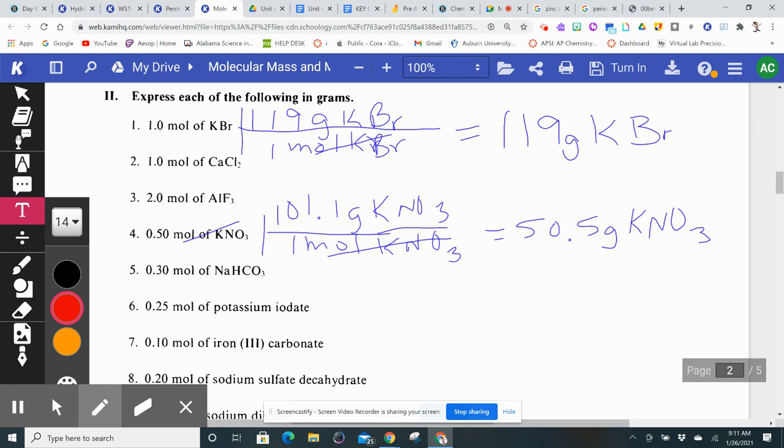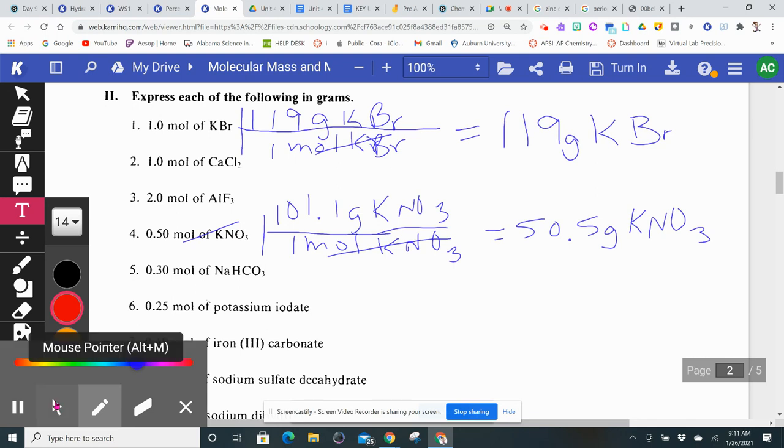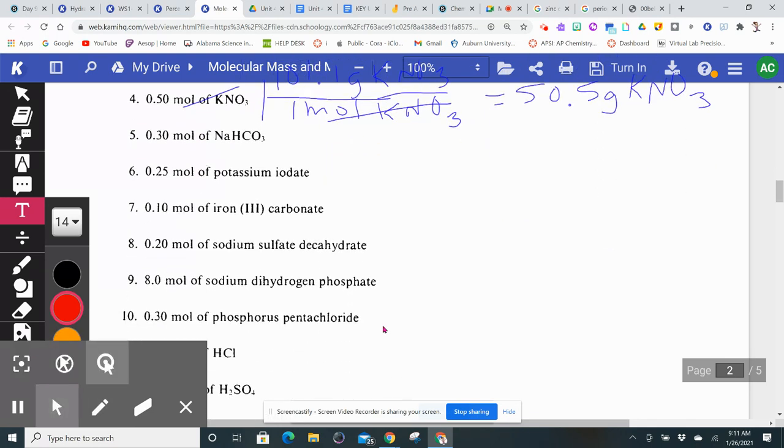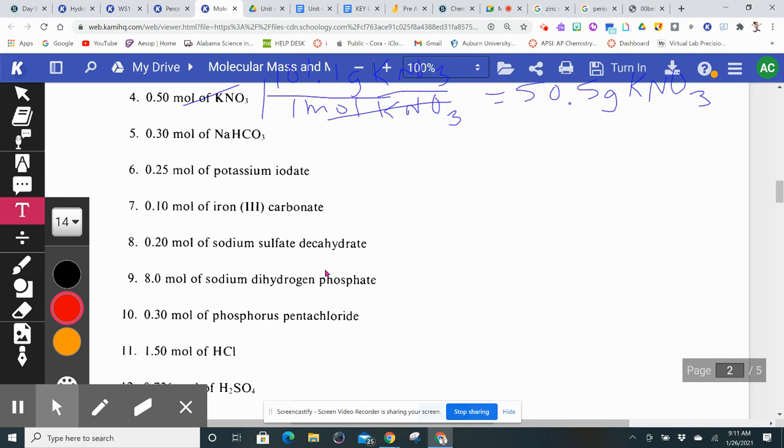And you do all of those the same way. Only on some of these, when they give you the name, you're going to have to give me the formula first, which is why we've spent all this time learning how to write formulas from names and vice versa. So that should be pretty easy.